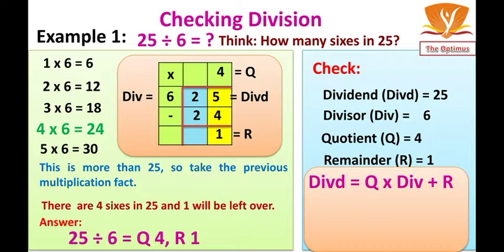That means to get the dividend, you multiply the quotient with the divisor and add the remainder. We know quotient equal to 4, divisor equal to 6, the remainder is 1. Therefore 4 into 6 plus 1 equal to 24 plus 1 equal to 25. Yes, we got dividend. Dividend 25.